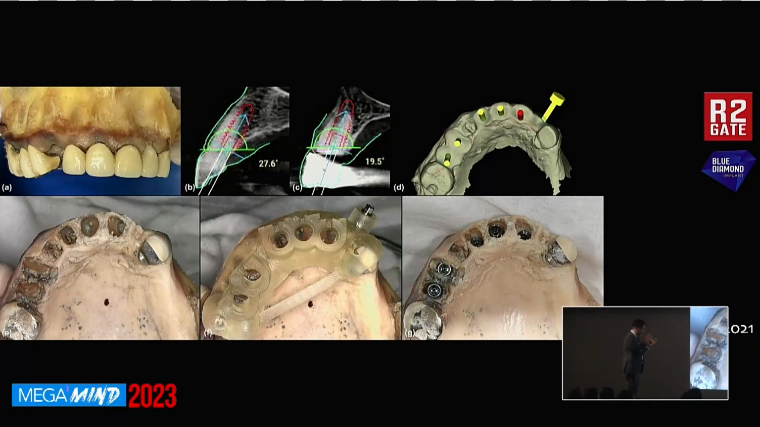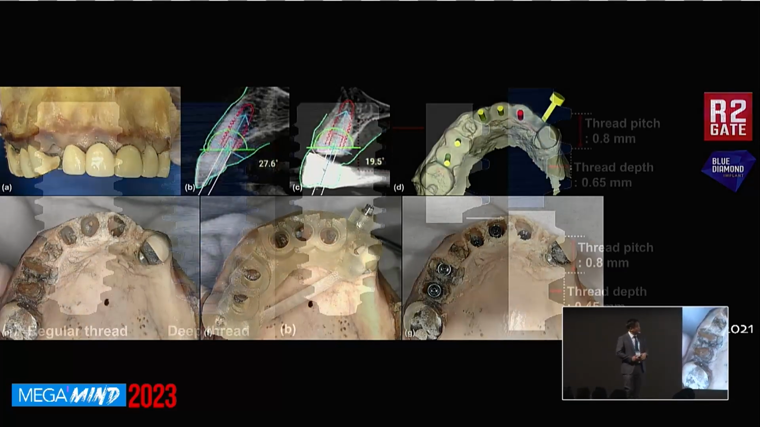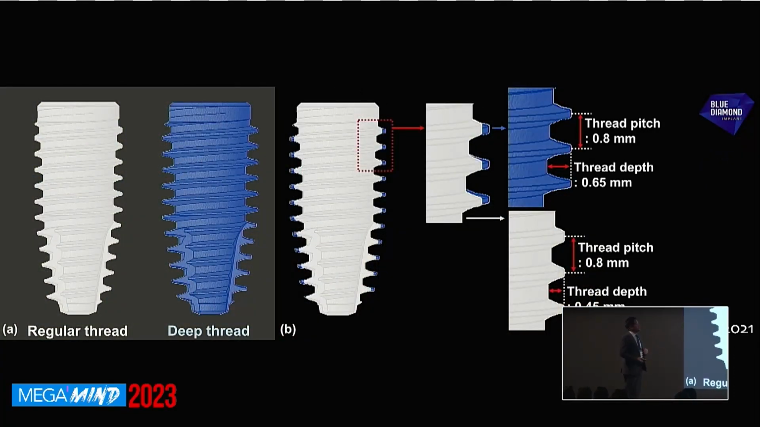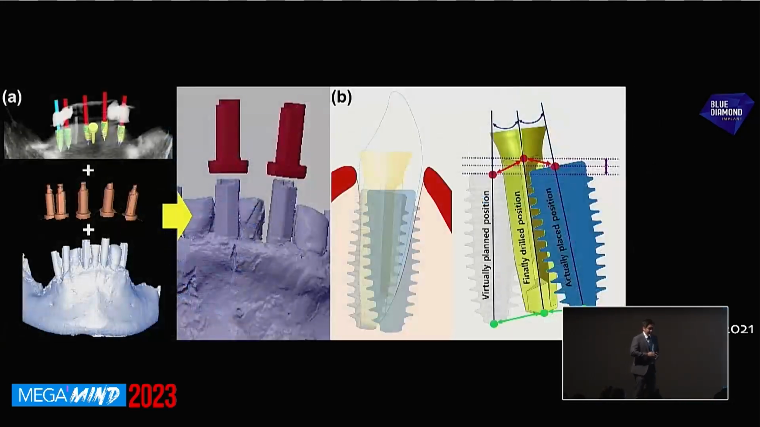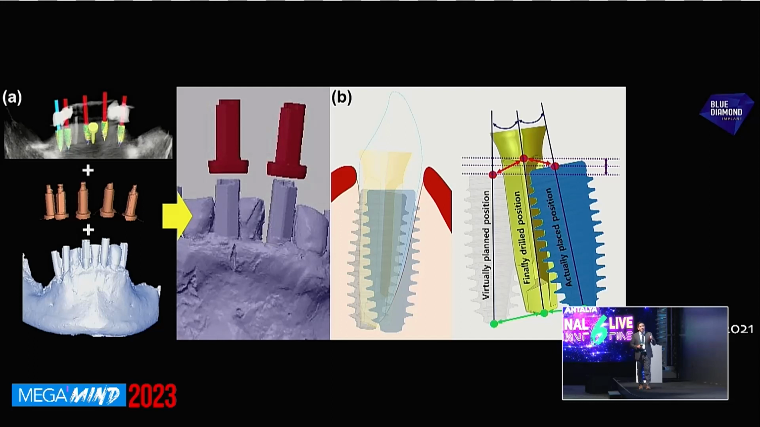Based on the printed surgical guide, after the extraction, I place the implant very passively. These two types of fixtures were directly compared, MegaMind blue diamond regular threads and deep threads. As I said before, we collected all the digital data and superimposed it, and based on the superimposition, this time as well, we figured out how much deviation had occurred.